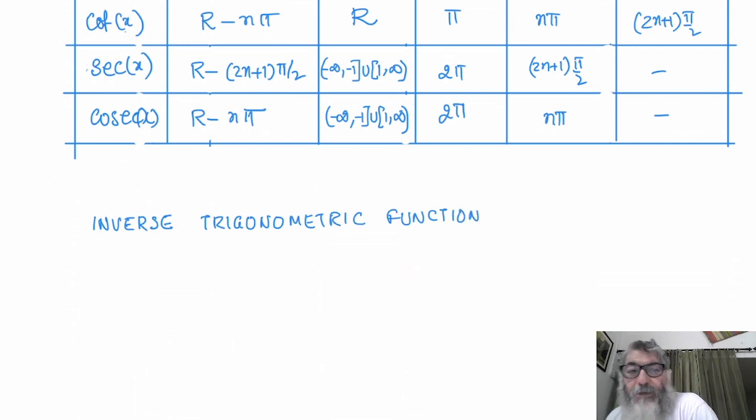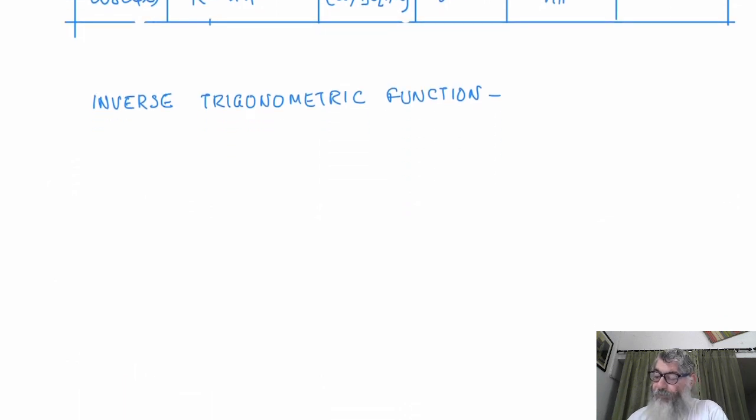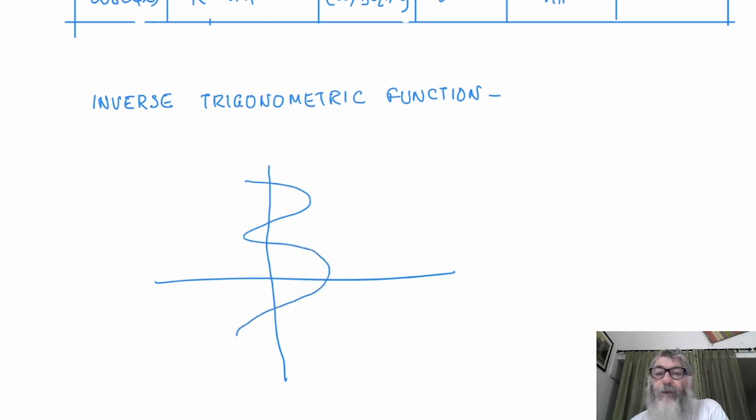Before we do inverse trigonometric functions, we must know a little bit about functions. Suppose I draw some graph of this kind, and if I draw a vertical line cutting the graph, we will notice that this vertical line is cutting the graph at many points.